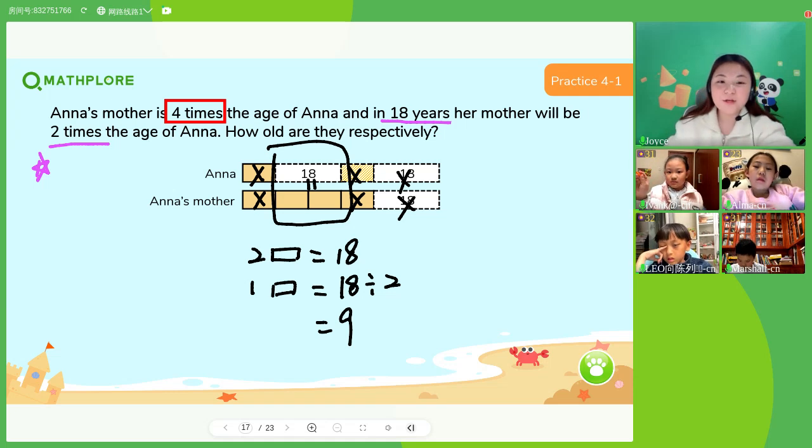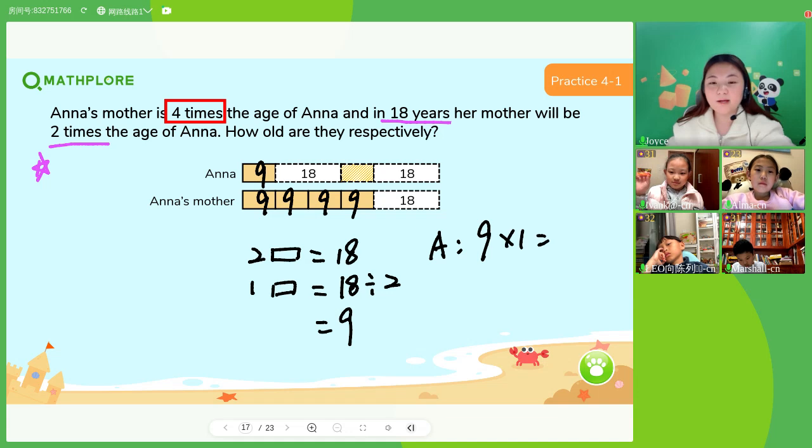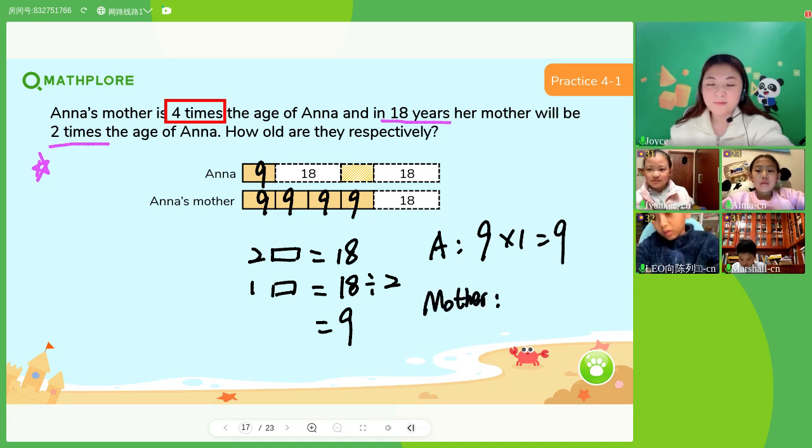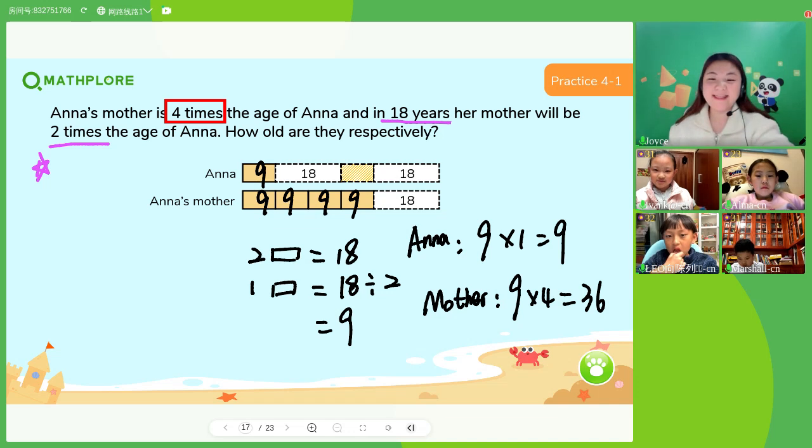Perfect. So if we know every little segment equals to 9, we only have to find out the ages in this year. So in this year, Anna has only 1 segment, right? So Anna is only 9 times 1, which is 9 years old. And how about the mother? The mother has 4 segments. So 9 times 4, what is the answer here? 36. Good job, 36.